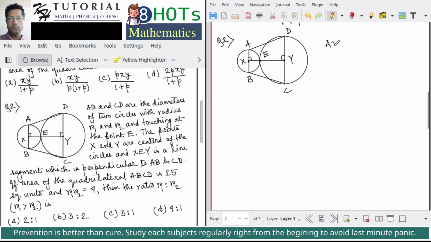Okay, so what do we have? AX should be R1, since AX is the radius of the smaller circle, and DY is equal to R2. Also AB is the diameter of the first circle, so it should be twice R1, and CD is the diameter of the second circle, so it should be twice R2.